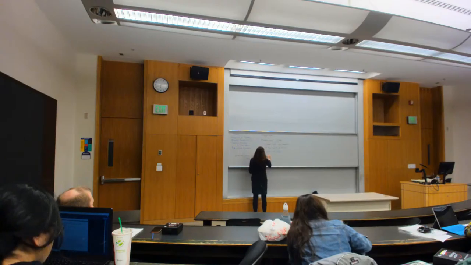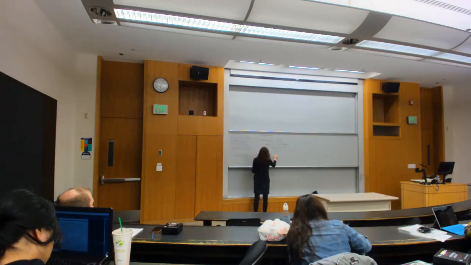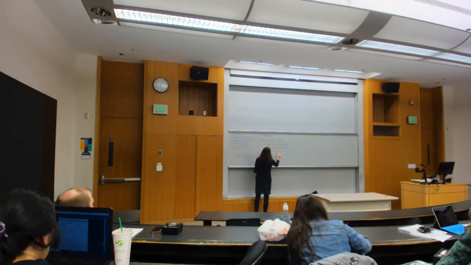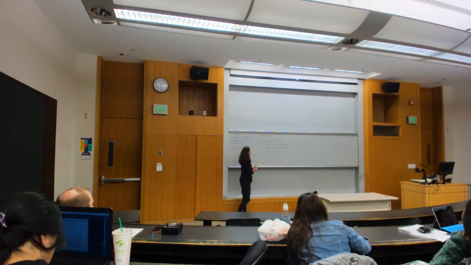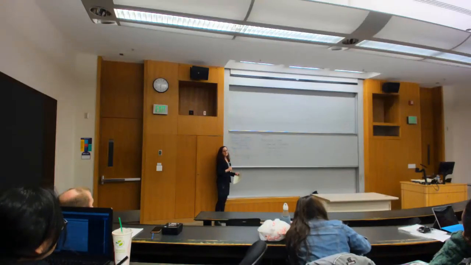And then if you had something like u of t minus 3, what kind of system is this?